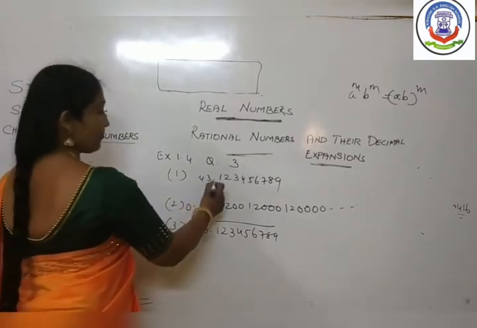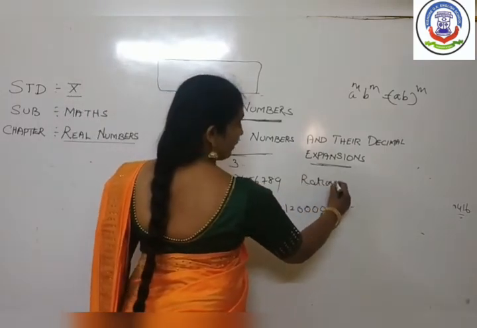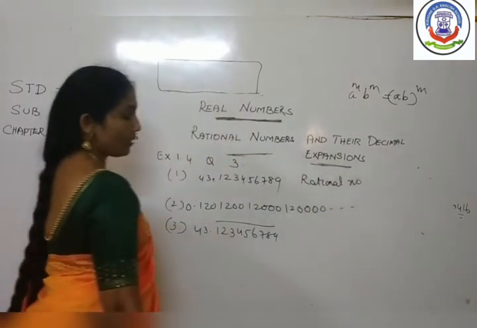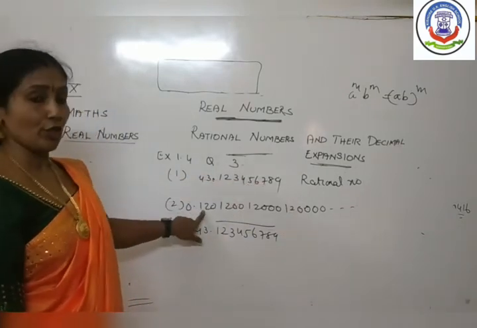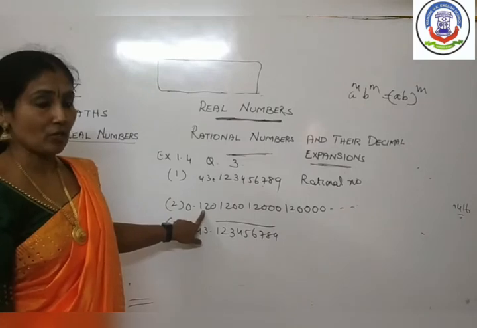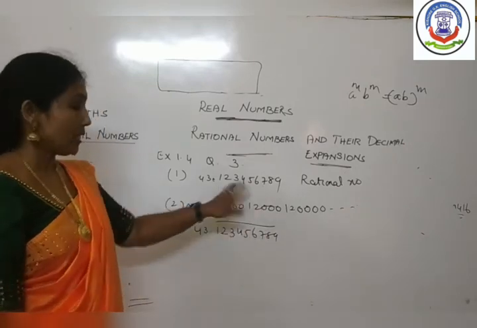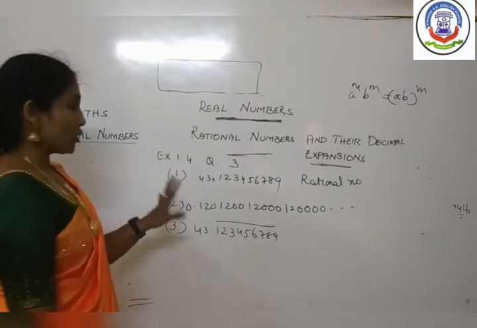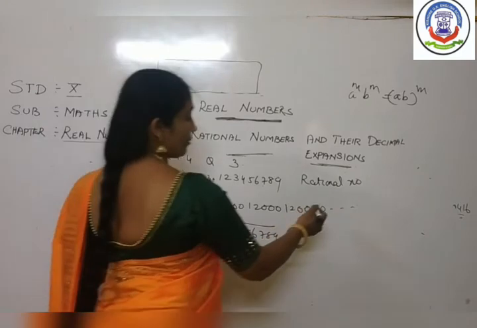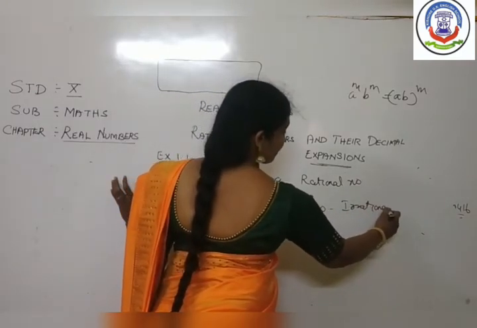In the first case, it is going to terminate. Therefore, we can say that this number is a rational number. But here it is non-terminating, and the other condition is not satisfied. What is that? Repeating. What is here? 120, 1200, 12000. That means it is non-repeating and non-recurring. That means non-terminating and non-repeating, so we can say that it will be an irrational number.